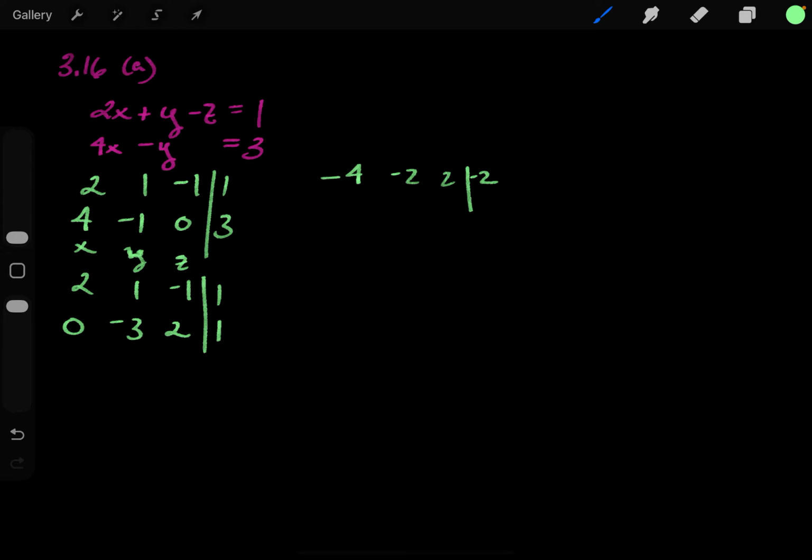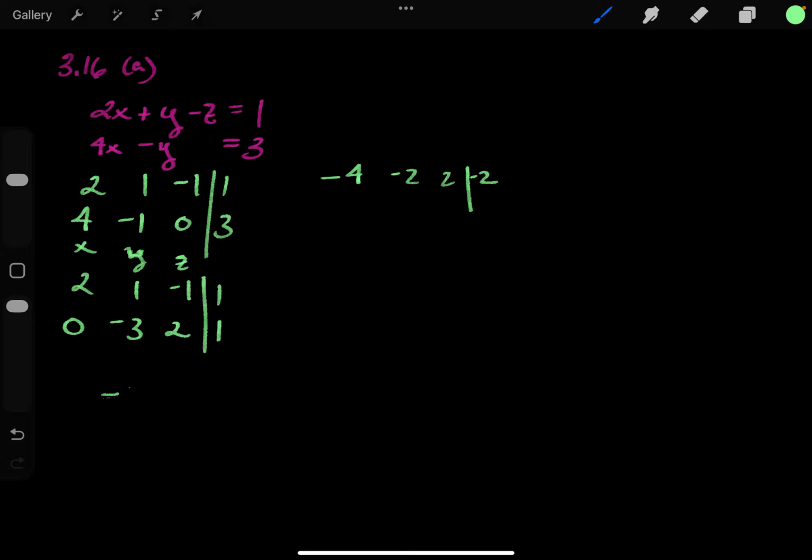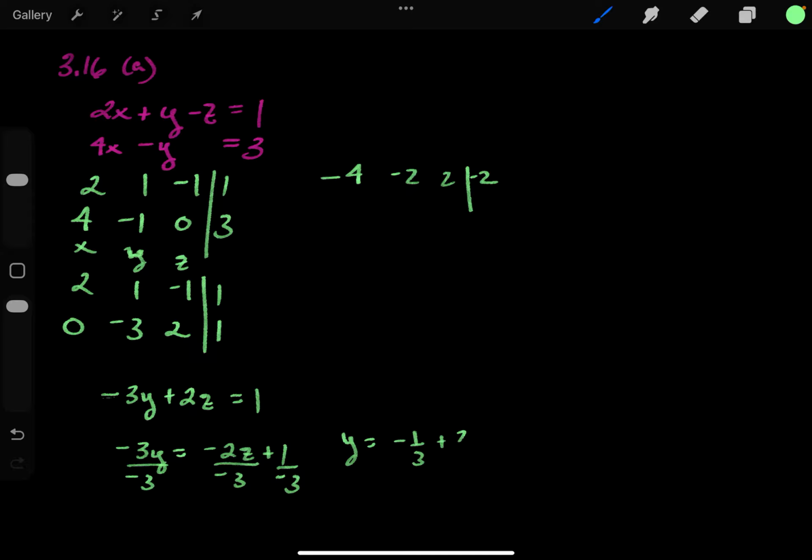We're going to say this bottom equation says negative 3y plus 2z is equal to 1, which means that I'm going to get negative 3y is equal to negative 2z plus 1, and then I'm going to divide by negative 3 to get something that looks like this. Y is negative 1/3 plus 2/3 z.